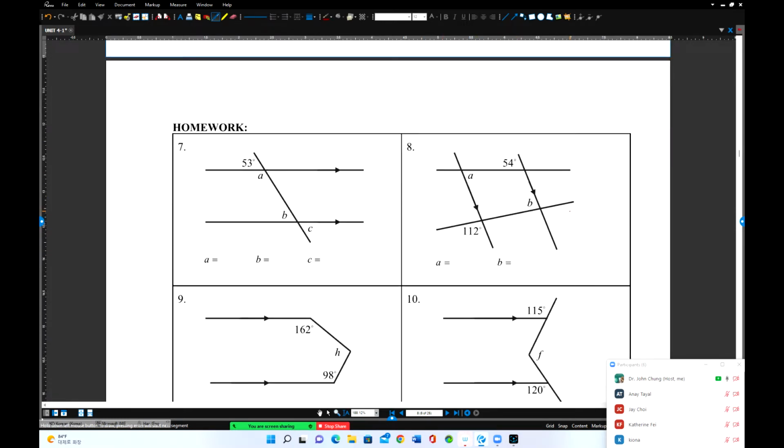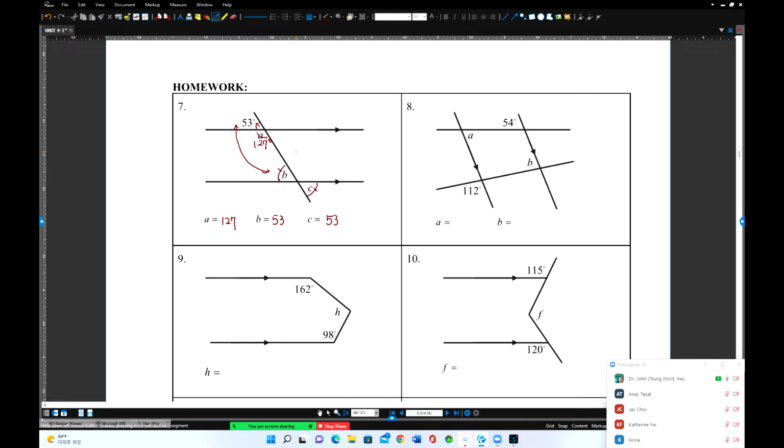Alright, number 7. This is 53. This is supplementary, okay? 127 degrees. This one is what? Same angle, right? The matching corner angles, or corresponding angles, must be equal. This is the vertical of this one, same thing, 53. Okay, all three are equal.